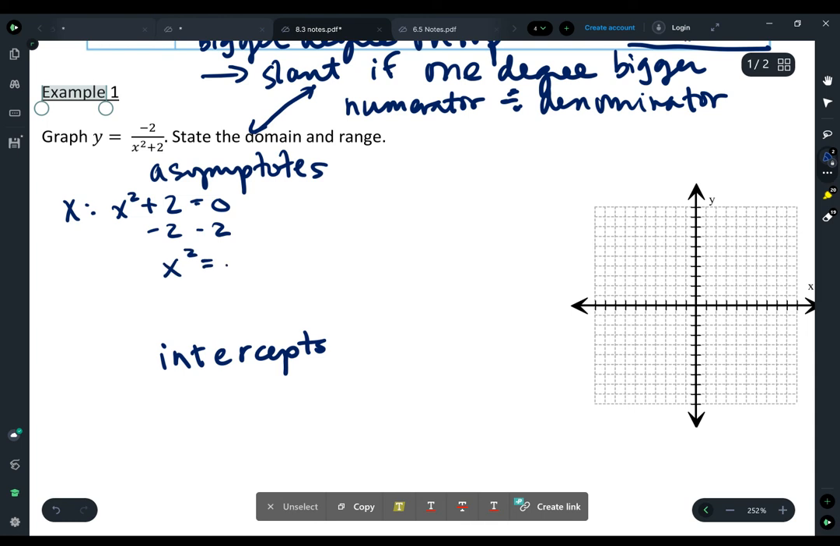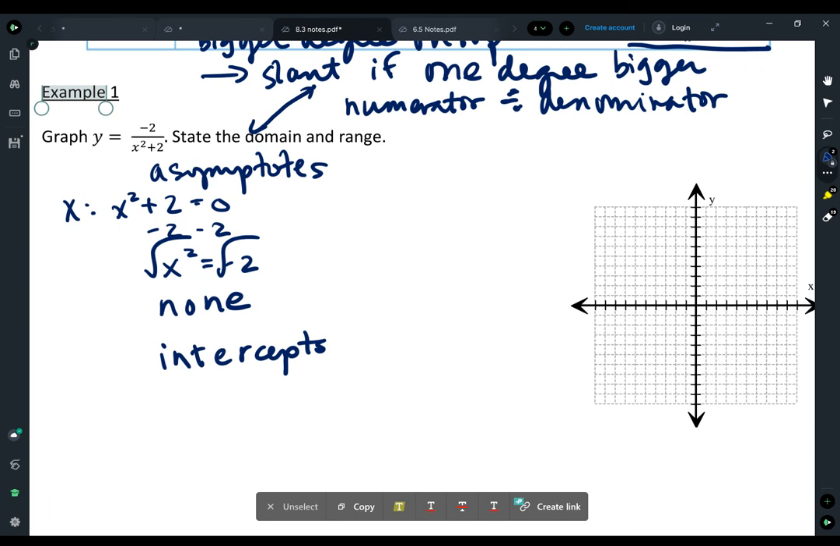I get x squared equals -2. Let's see, we take a square root, and it is undefined. So, well, there's no real solution to this, and so I have none. So there's going to be no vertical asymptotes. So remember, those are always denominator equal to 0.